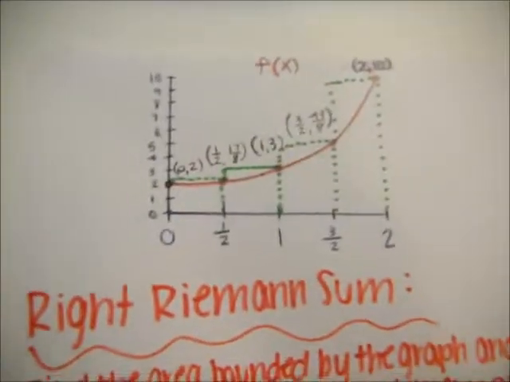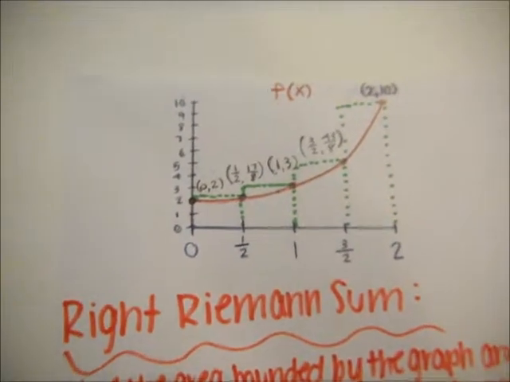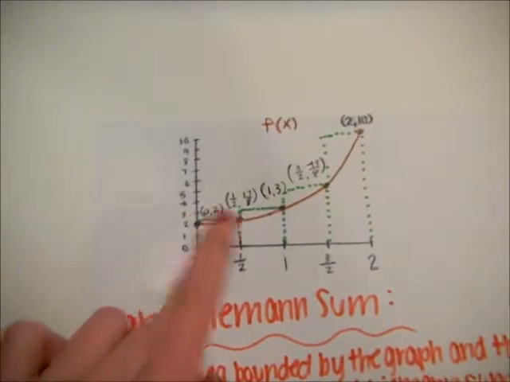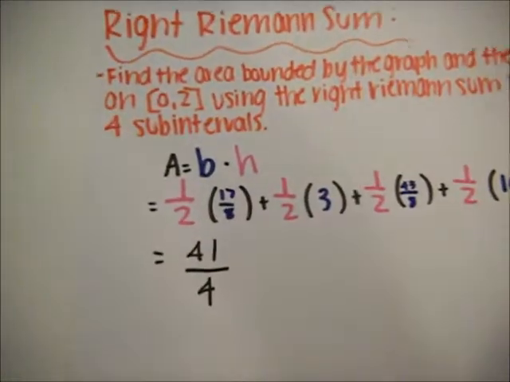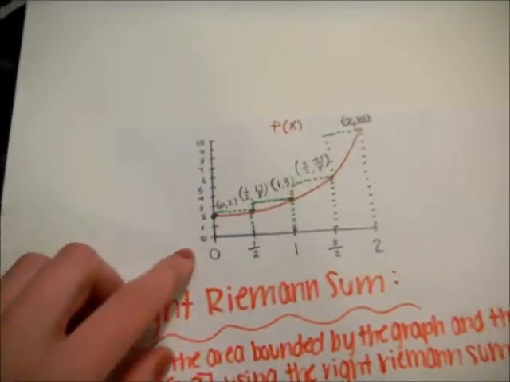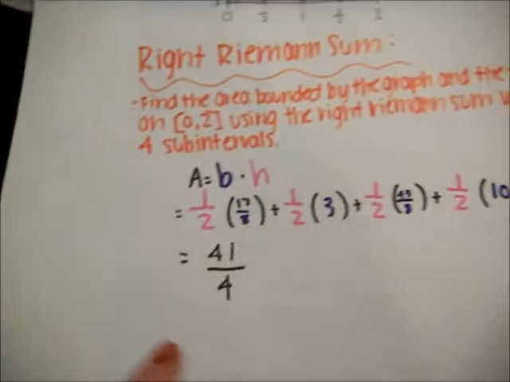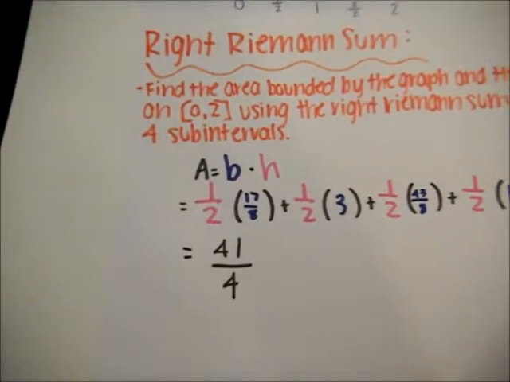This is the graph and the points are given to you. And with the right Riemann sum, the top right corner of the rectangle is touching the graph. The equation is area equals base times height, and the height is still 1/2, and the base changes with each rectangle. So you add up the area of each of the rectangles, and you get 41/4.